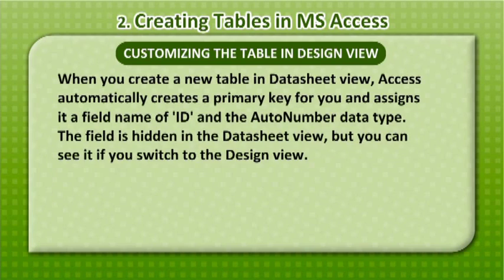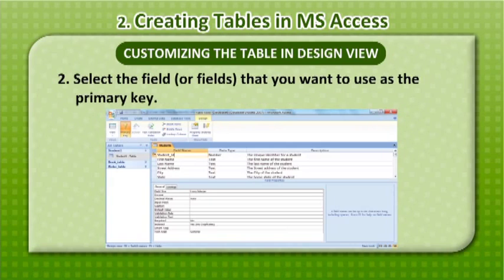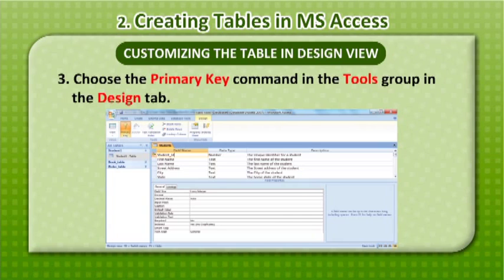When you create a new table in Datasheet view, Access automatically creates a primary key for you and assigns it a field name of ID and the auto number data type. The field is hidden in the Datasheet view, but you can see it if you switch to the Design View. Setting the primary key. 1. Open your table in the Design View. 2. Select the field or fields that you want to use as the primary key. 3. Choose the primary key command in the Tools group in the Design tab.